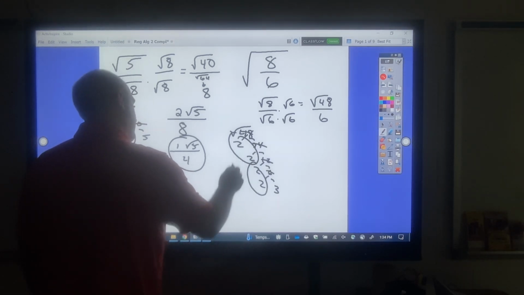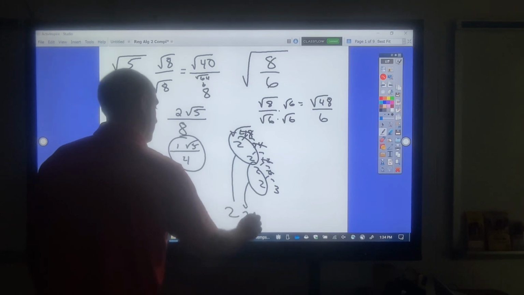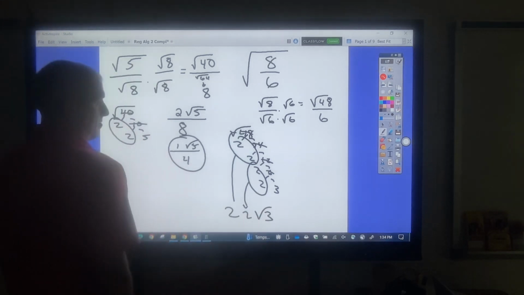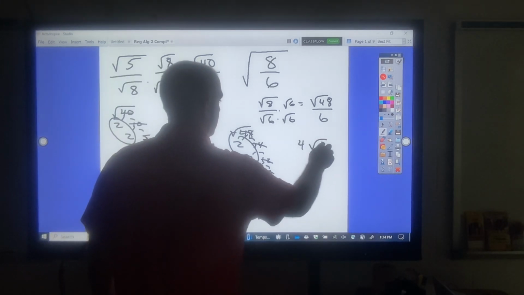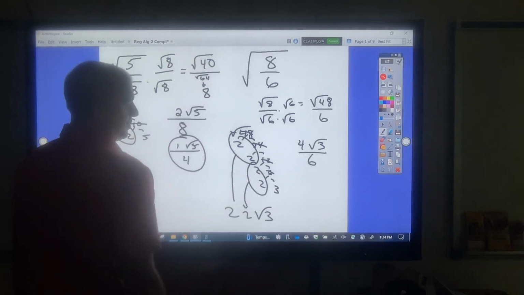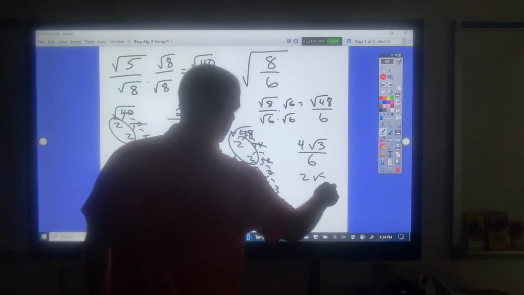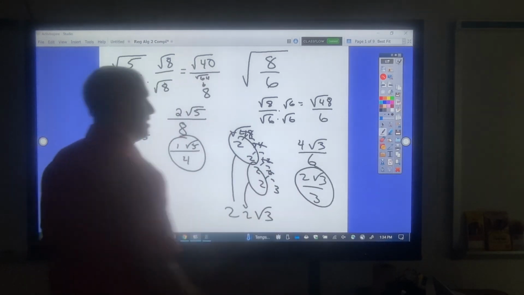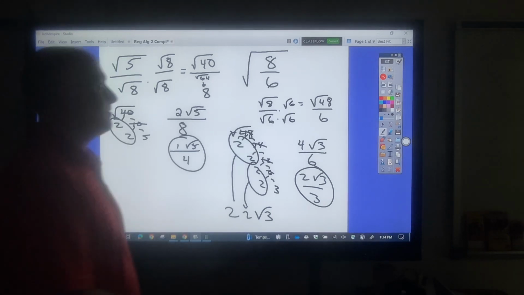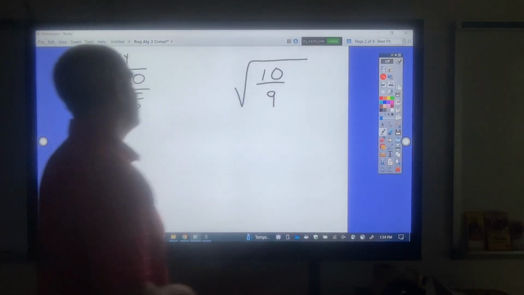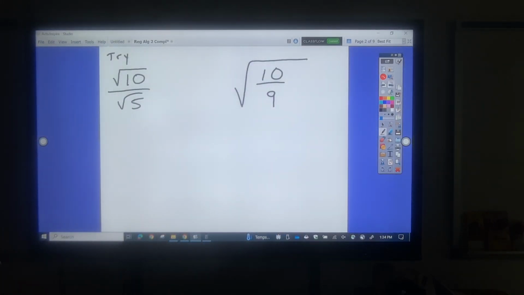Pair, pair. I'm going to take 1 per circle group. And that's going to be a 3. Okay, so 4 square root of 3, all over 6. A 2 could go into both of those, so it'd be 2 square root of 3 over 3. Okay, all right, that is simplified. All right, so why don't you stop the video and try these?